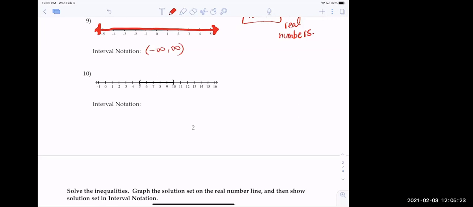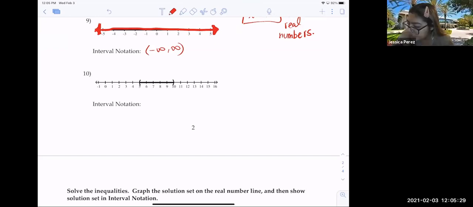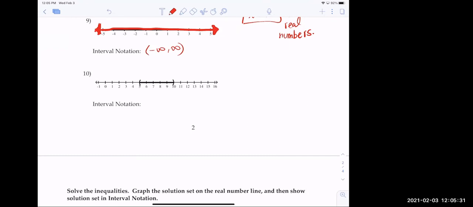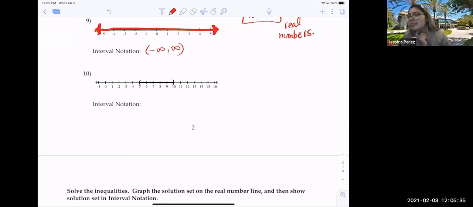I got 5 is greater than 10. Is this what you got? Yeah. Okay, so, because it's not equal to. Right, but you're missing something. What does this shaded area mean? What variable does that mean? You're missing something big.